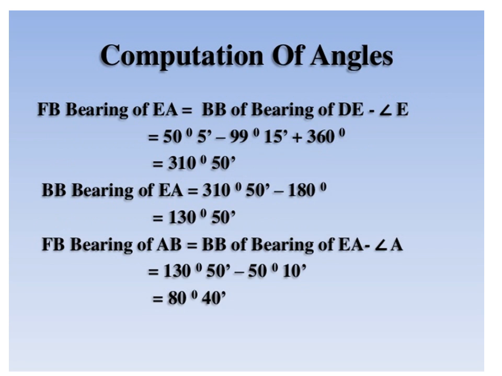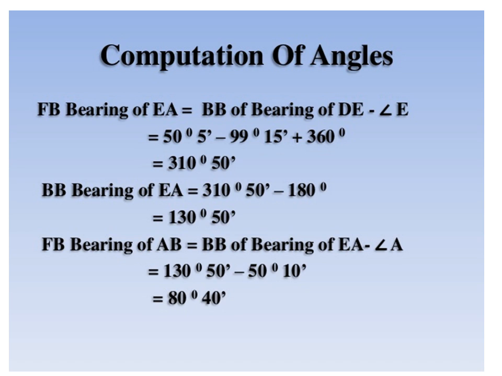Again, forward bearing of EA equals back bearing of DE minus angle E. So 50 degree 5 minute minus 99 degree 15 minutes plus 360 degree. So it is 310 degree 15 minutes. Therefore back bearing of EA equals 310 degree 15 minutes minus 180 degree, that is 130 degree 15 minutes.